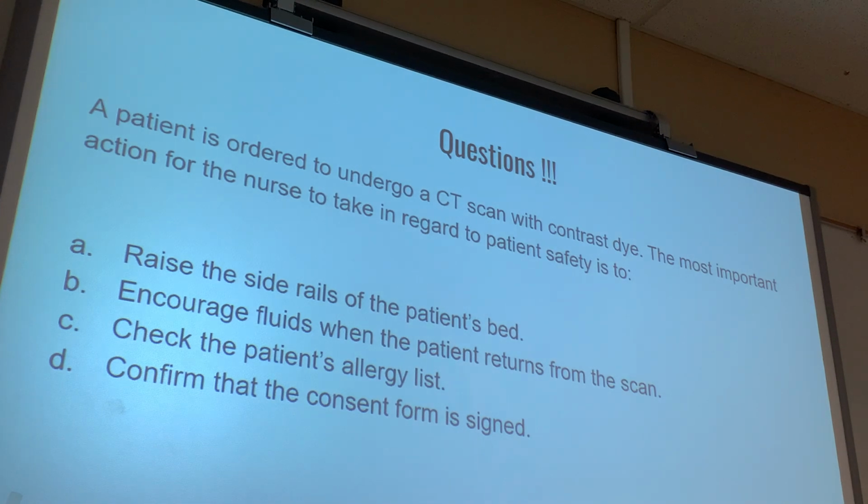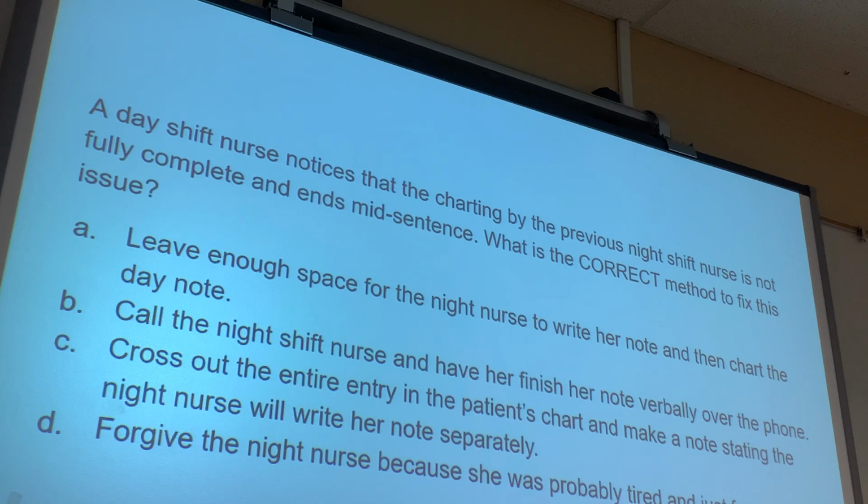Isn't the iodine associated with shellfish? Yep. So either iodine or a shellfish allergy, they cannot have the contrast dye because it's in the family. I had to read this three times, but I got it.